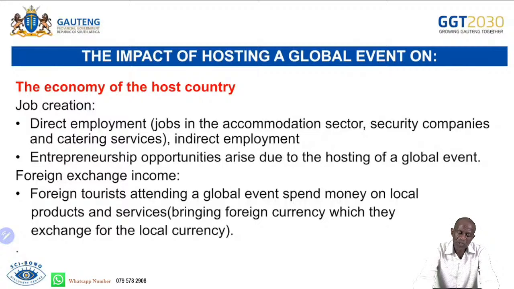And with regard to foreign exchange income, foreign tourists attending a global event spend money on local products and services, bringing foreign currency, which they exchange for local currency. So as they attend the global event, they spend their money on goods or products and services that the country has to offer.